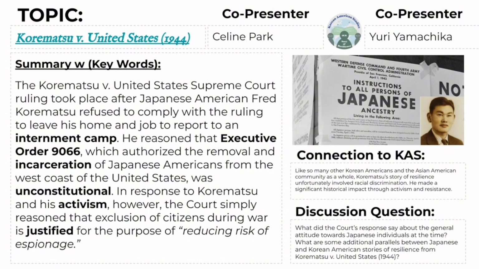In response to Korematsu and his activism, however, the court simply reasoned that exclusion of citizens during war is justified for the purpose of reducing risk of espionage. On the top right of the slide, you can see an image of a flyer detailing the Executive Order 9066, which resulted in the incarceration of 120,000 Japanese Americans during World War II. There's also an image of Fred Korematsu. This case connects to caste because, like so many other Korean Americans and the Asian American community as a whole, Korematsu's story of resilience unfortunately involved racial discrimination. However, he did make a significant historical impact through his activism and resistance.